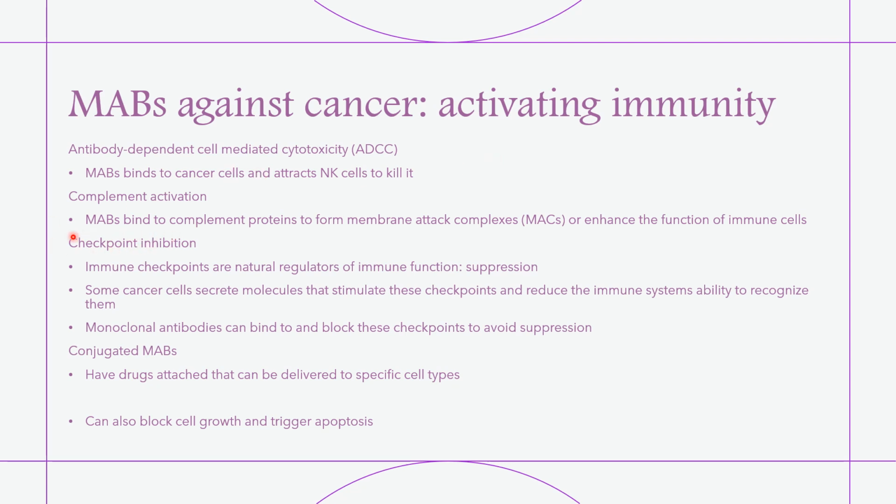There's also a couple that are specifically unique to monoclonal antibodies. So they can also do something called checkpoint inhibition. There's a certain amount of immune checkpoints that are natural regulators of immune function. So all cells will go through these various checkpoints to make sure that they're not killing healthy cells or anything like that. What cancer cells do, because they're quite smart, is also secrete molecules that stimulate these checkpoints, so the immune system has to stop, and they don't actually have the ability to recognize cancer cells.